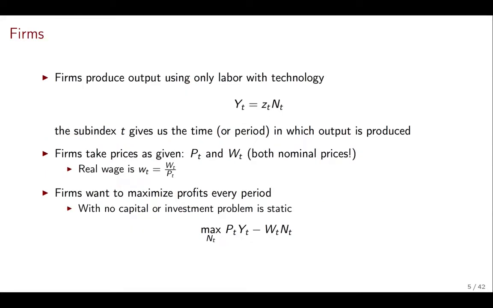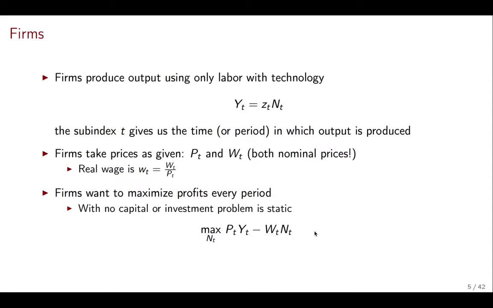So firms, I'm going to go rather quickly here because we've seen this problem before. Firms produce using only labor. They have a linear technology where Z_t is the productivity at some given period t. So this subindex t tells you which period. For example, Y_5 is the output in period 5, and Z_7 is the productivity in period 7. Firms take as given the nominal prices, P_t and W_t. This is the nominal price of final goods and the nominal wage. And they want to maximize the profits every period.